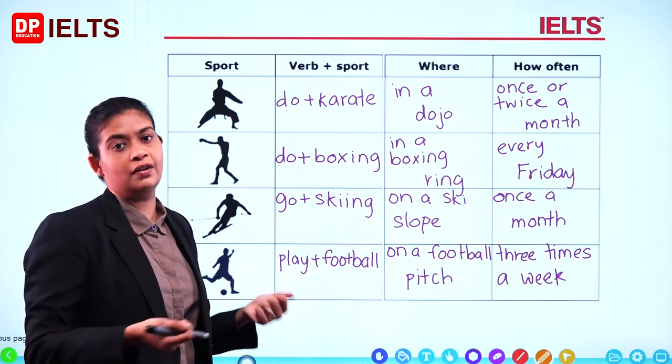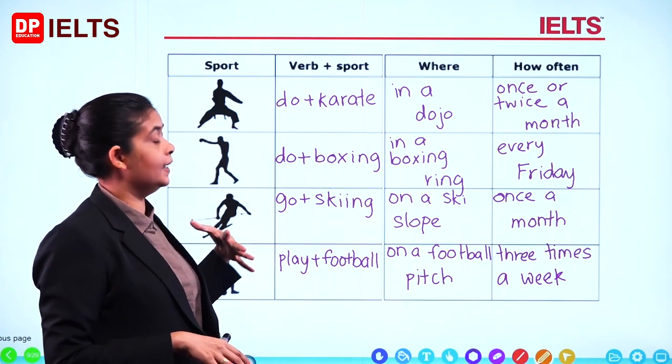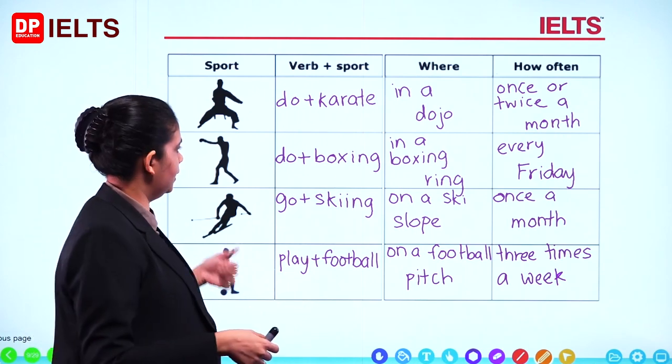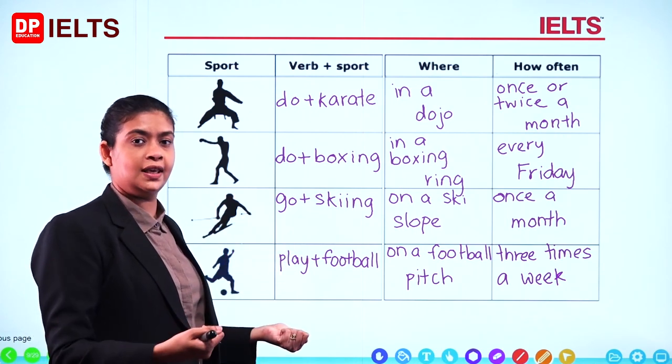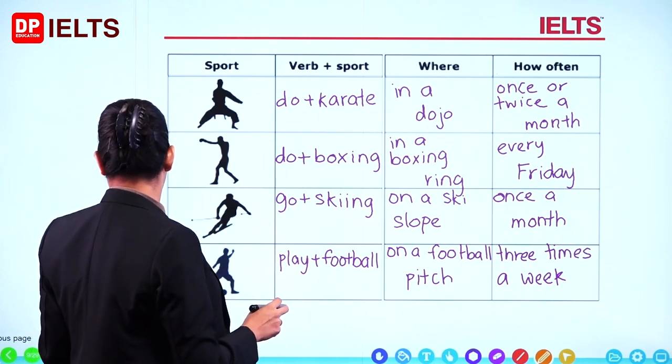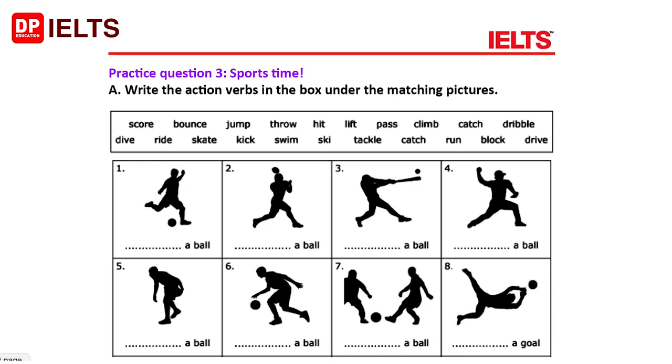Do karate. I do karate. So you can say, I do karate. I go swimming. Okay. I do boxing. I go skiing. Right? Right. So practice question 3, sports time.